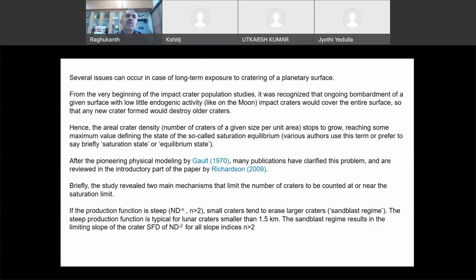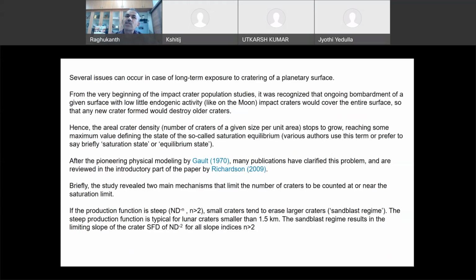Okay. So from the very beginning, the ongoing bombardment would cover the entire surface, so any new craters formed would destroy the older craters. I already showed you that cookie cutting and other things. Then the areal crater density also stops growing. After some point of time, it reaches some maximum value, defining a state of the so-called saturation equilibrium. Equilibrium means the areal crater density stops; you will not see any increase in these values. So they call this equilibrium, like this region has achieved an equilibrium state.